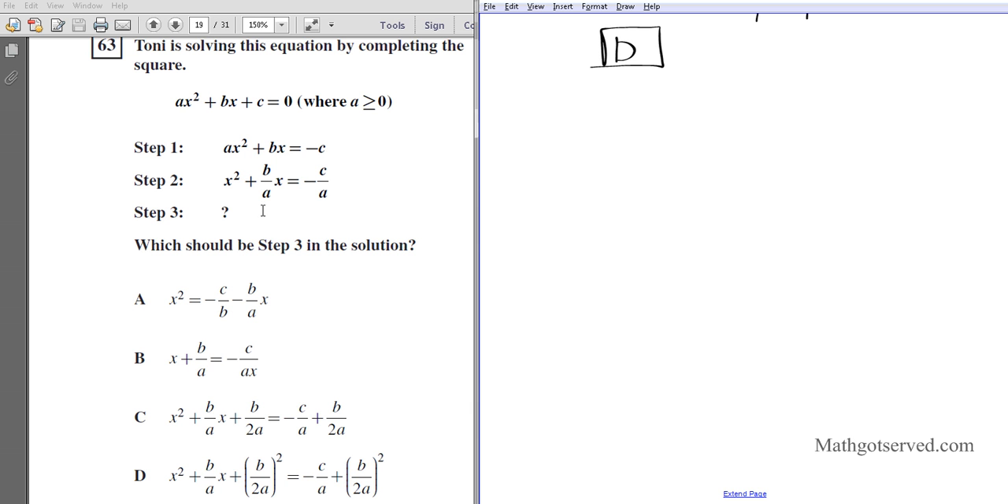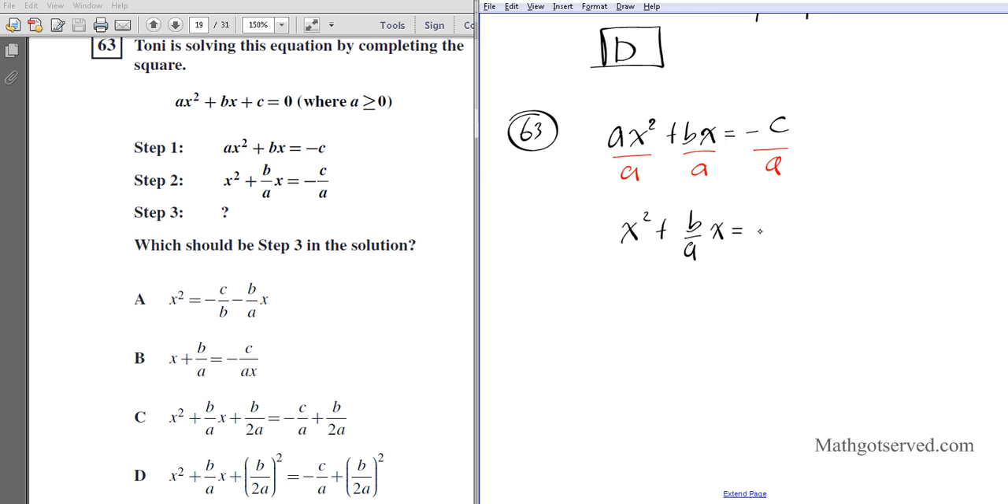For 63, it says Tom is solving this equation by completing the square, which would be step 3 in the solution. So for 63, we have ax squared plus bx equals negative c. Before I complete the square, I want to make sure that this is x squared so I can read it with ease. So I divide everything by a as it was done here. You want x squared standing alone before you complete the square. So you basically have x squared plus b over a x equals negative c over a.